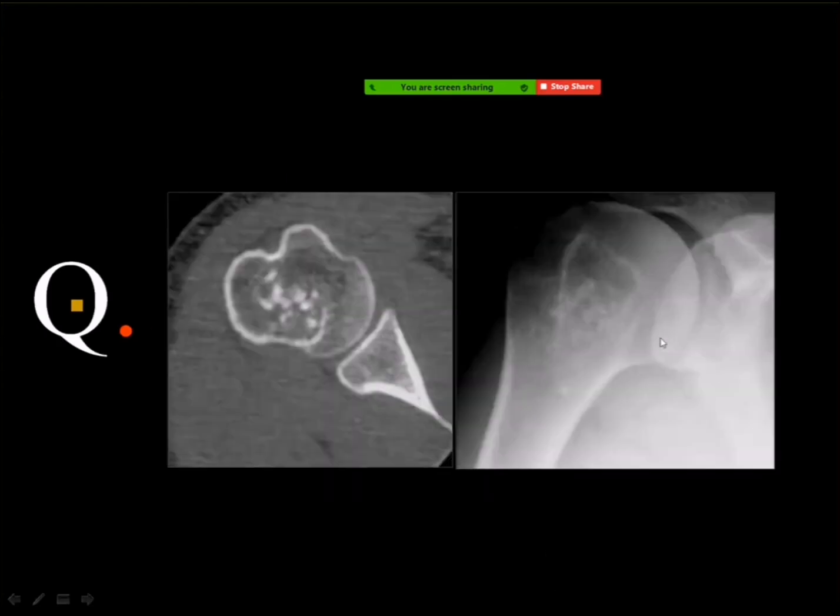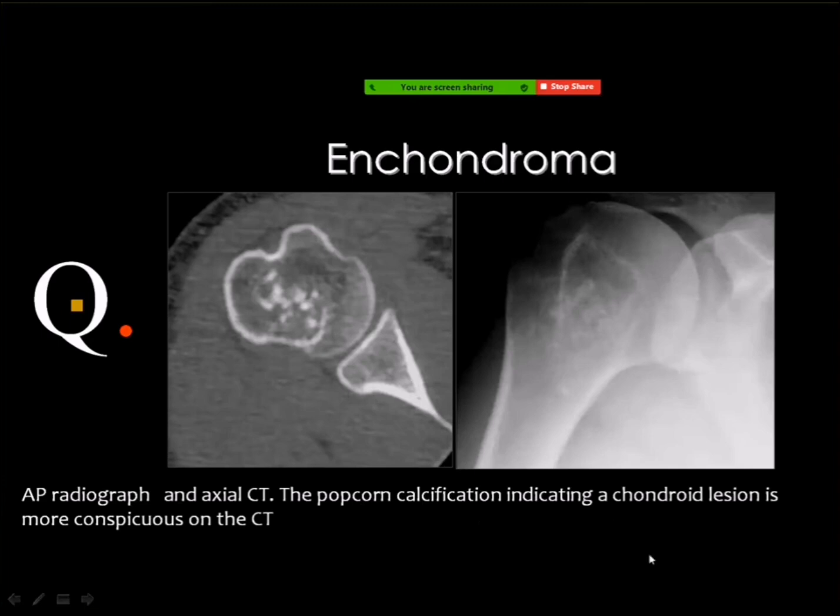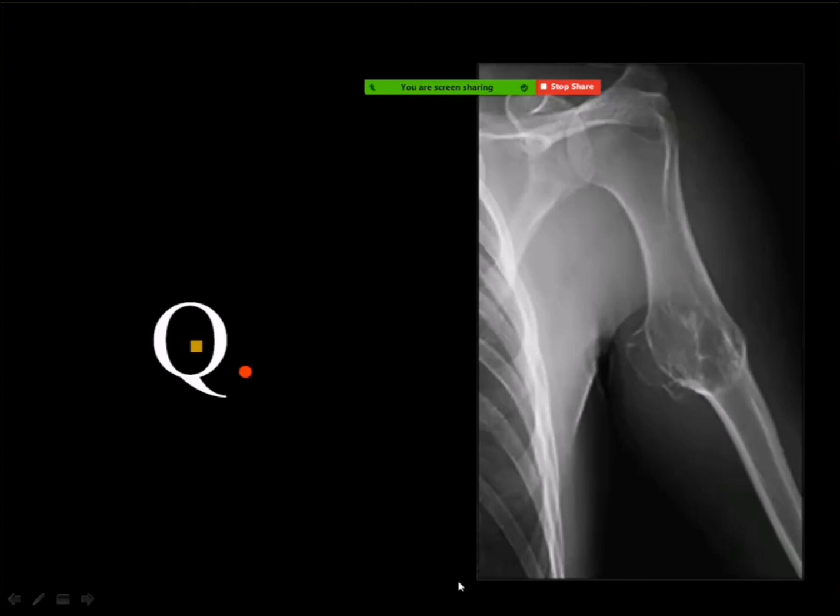And here is an X-ray and a CT scan of the shoulder where you got a sclerotic or calcified lesion in the neck. What do you think? Enchondroma, yes. This is a typical enchondroma in the long bones, frequently seen in the femur near the knee joint, but it can occur anywhere in the body and is diagnosed by the chondromatous calcification within the tumor itself, which may be seen in the plain film and also in the CT scan.